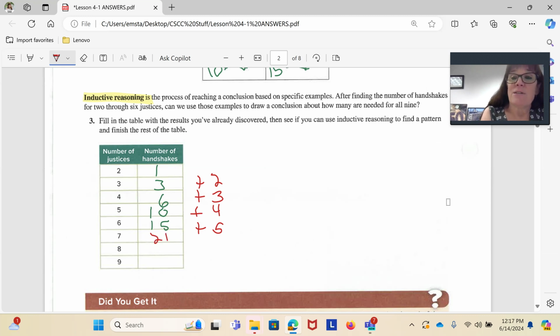And then I need to add 7. 21 plus 7 is 28. And then I need to add 8. 28 plus 8 is 36. So using inductive reasoning, we have determined that if there's 9 justices, they will have to have 36 handshakes.